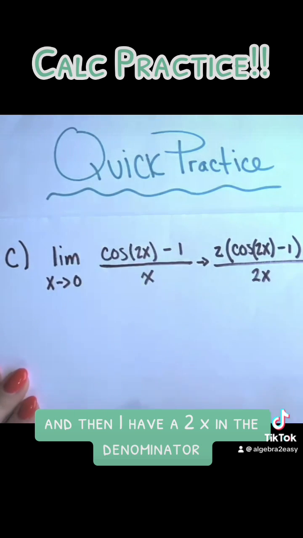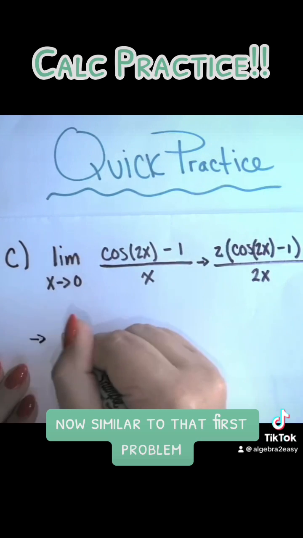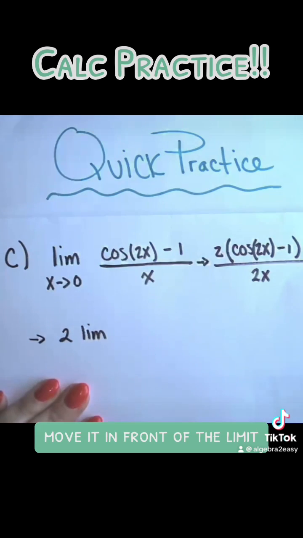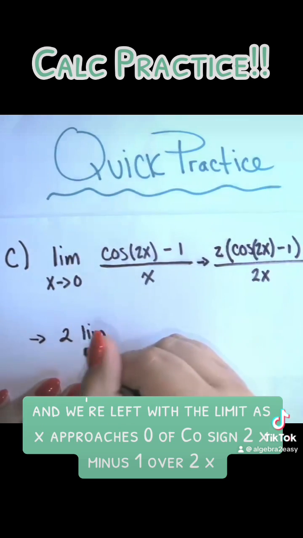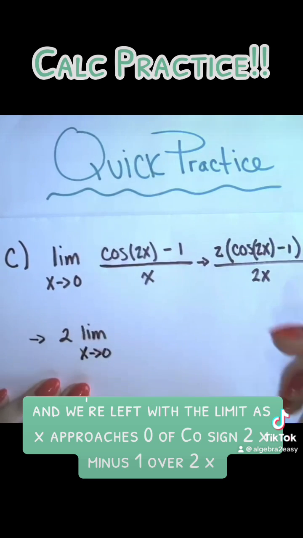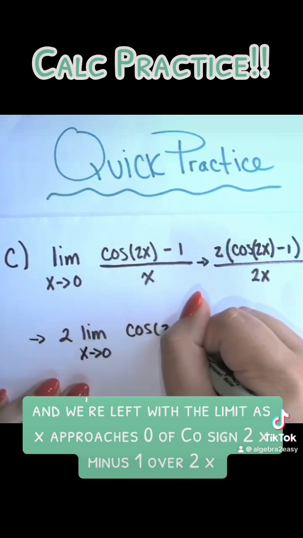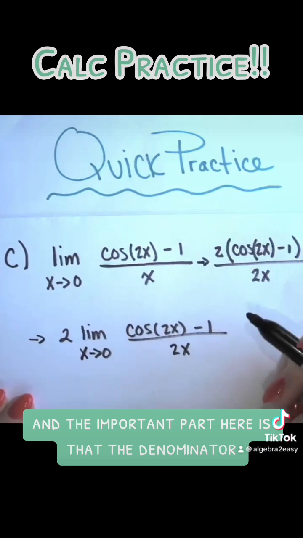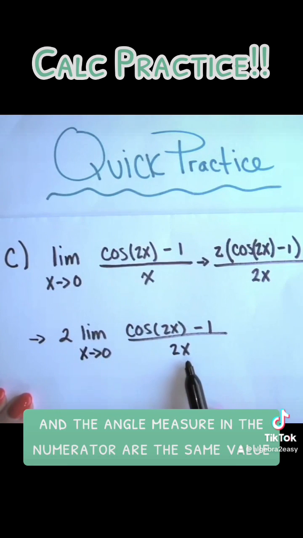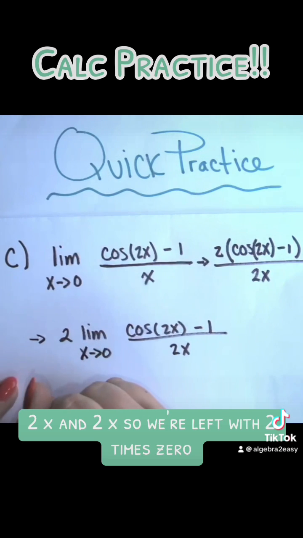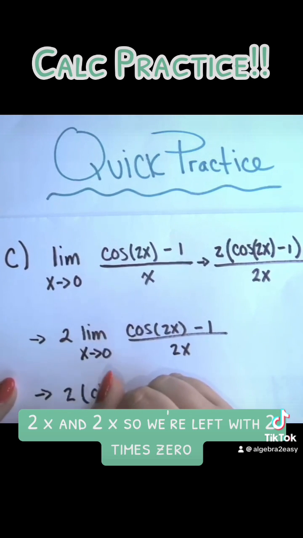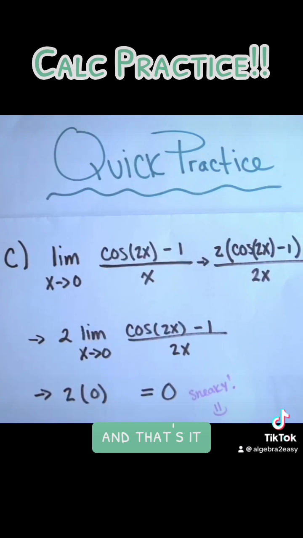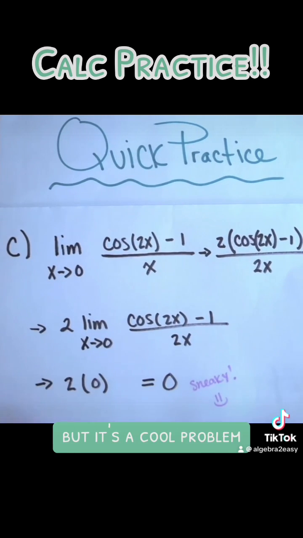in the denominator. Now, similar to that first problem, problem A, we're going to take that coefficient 2, move it in front of the limit, and we're left with the limit as x approaches 0 of cosine 2x minus 1 over 2x. And the important part here is that the denominator and the angle measure in the numerator are the same value, 2x and 2x. So we're left with 2 times 0, which is equal to 0. And that's it. It's a little sneaky, but it's a cool problem.